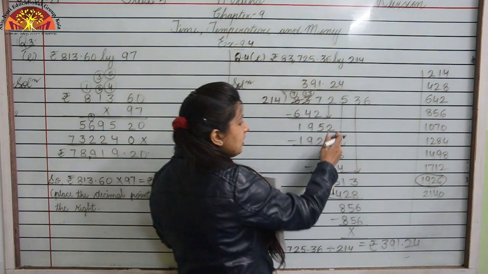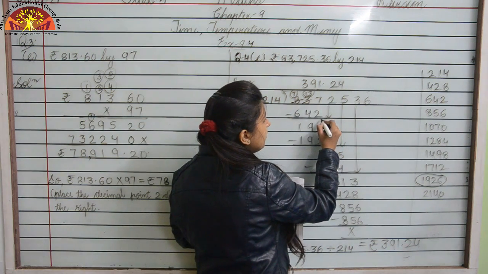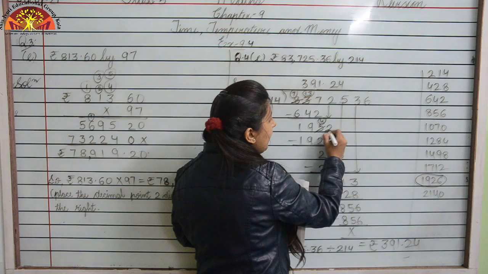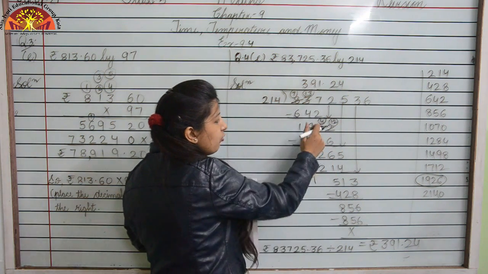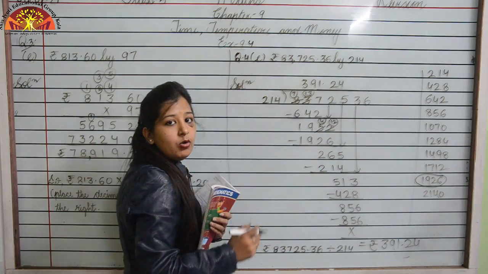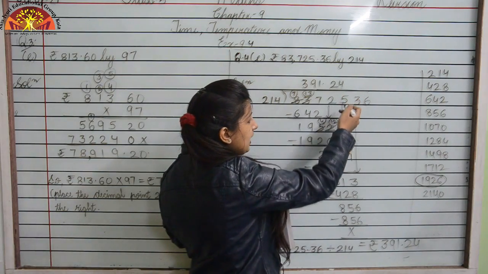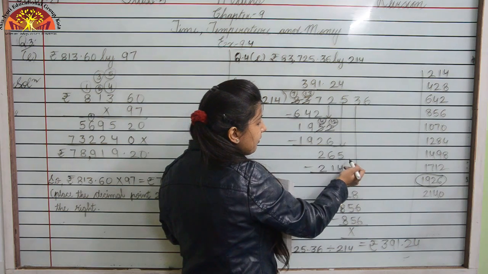So 2 minus 6 is not possible, so we will borrow 1 from it and 2 becomes 12. Now 12 minus 6 equals 6. 4 minus 2 equals 2. Now we will bring 5 down. So we will write 5 here.